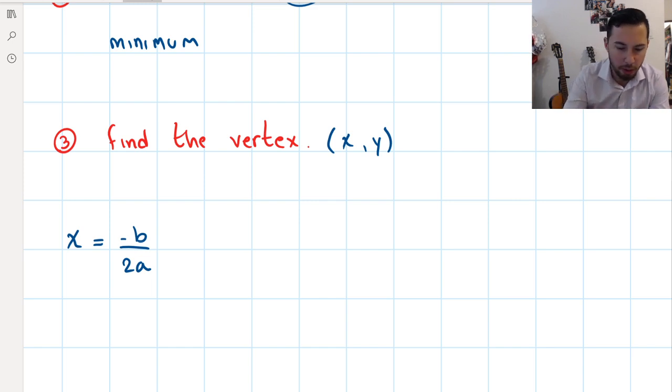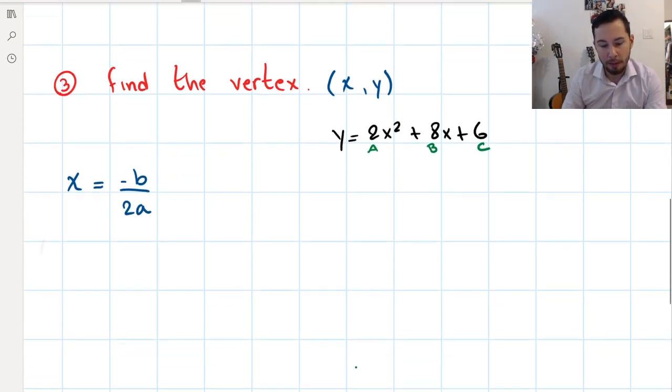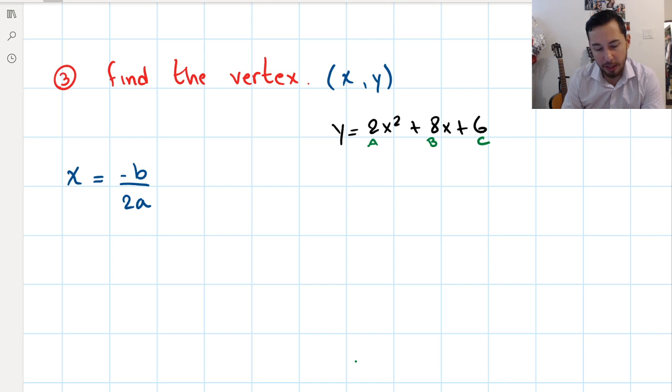So if my original equation was y is equal to 2x squared plus 8x plus 6, then I'm looking at my a value, my b value, and my c value. Now my b has to be negative, so that doesn't mean the number is always going to be negative. It's just going to be the opposite of whatever b I see in my equation. So in my equation I have a positive 8, therefore my b here is going to be negative 8.